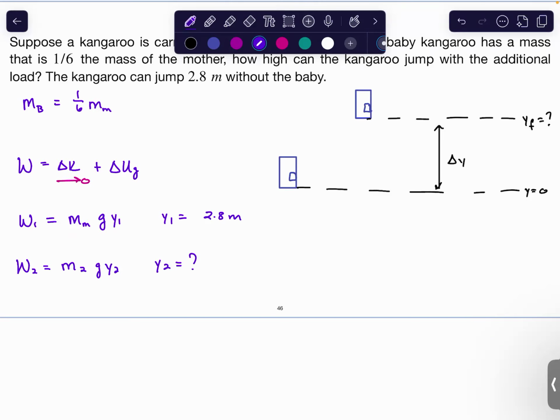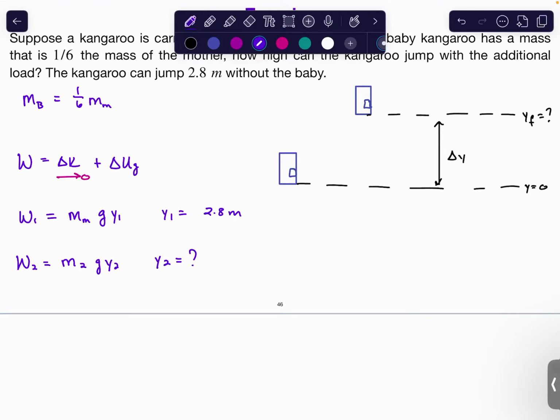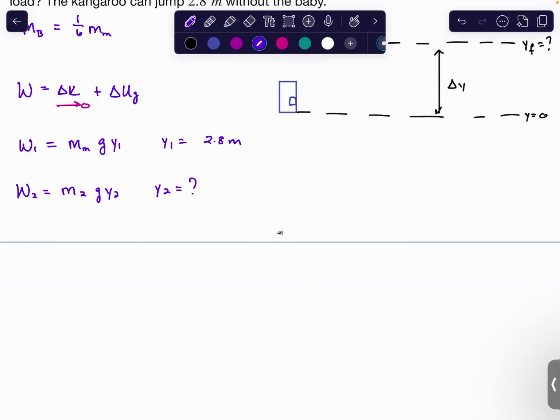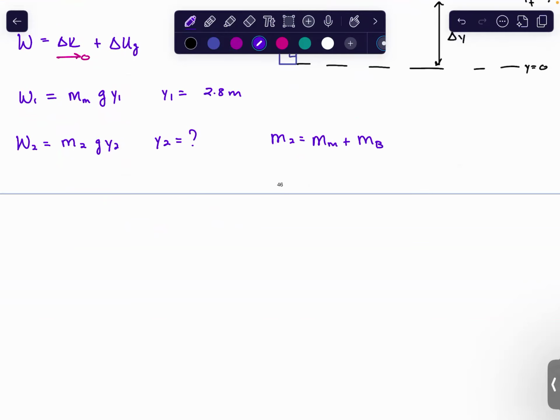Yeah, they're the same, because without the baby she jumps 2.8 meters. With the baby she has a lower jump. So it's the same work, it's just producing less change in y because of the higher mass. So work 1 equals work 2? Yes. Your mass 2 is the mass of the mother plus the mass of the baby kangaroo.